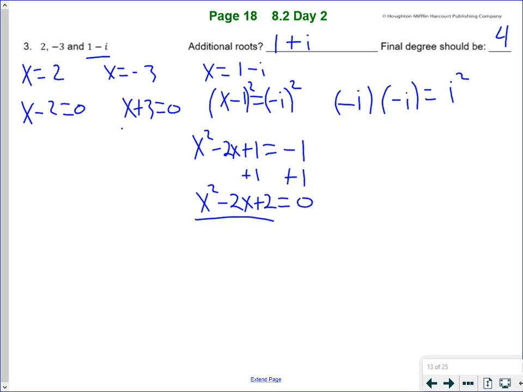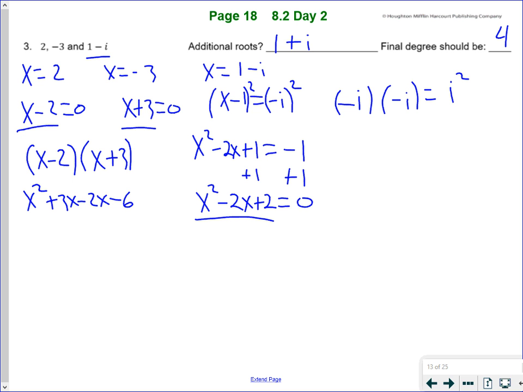So now that we have all of our factors, we're going to multiply everything together. So we have x minus 2 times x plus 3, and x squared minus 2x plus 2. I'm going to leave that on the side for a bit. So I'm going to multiply x minus 2 and x plus 3 together first. So when I do that, I get x squared plus 3x minus 2x minus 6. I add like terms, x squared plus x minus 6. And I'm going to multiply that with the x squared minus 2x plus 2 that I got before.